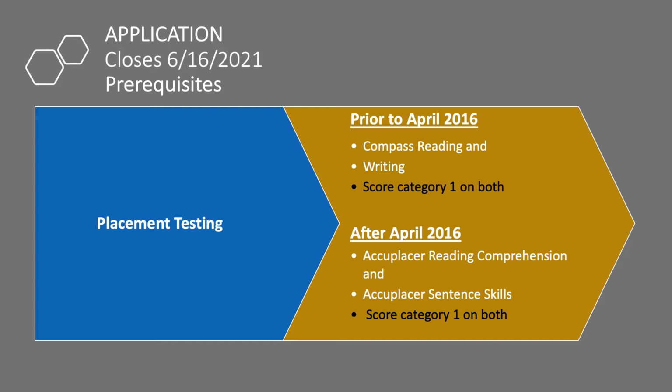Placement tests taken at COD prior to April 2016 included COMPASS testing, and a Category 1 result in both reading and writing is required. Placement tests taken at COD after April 2016 included Accuplacer testing. There are many of these tests. Our program requests Accuplacer reading comprehension and Accuplacer writing sentence skills, and students must secure a Category 1 in both.